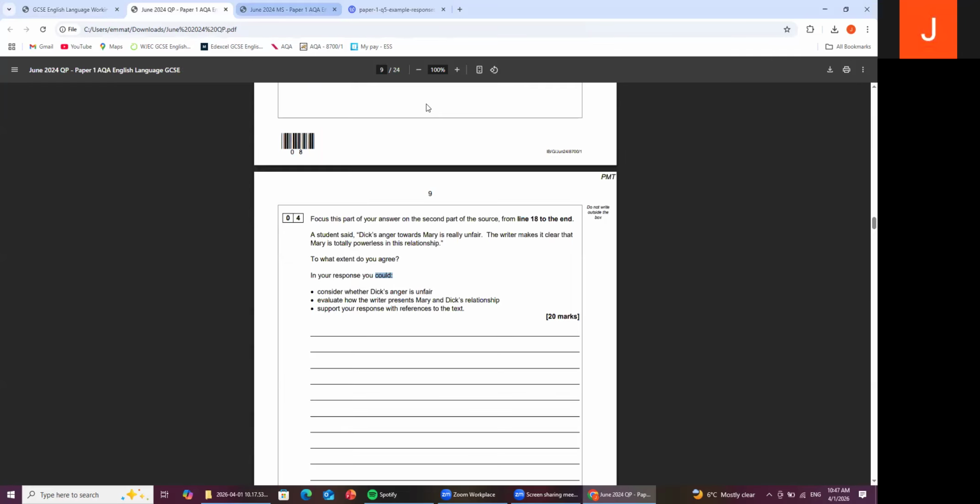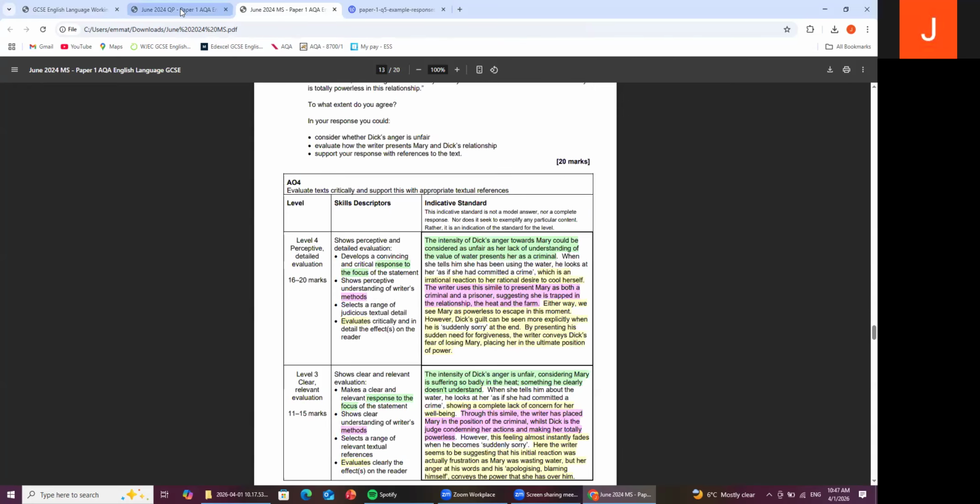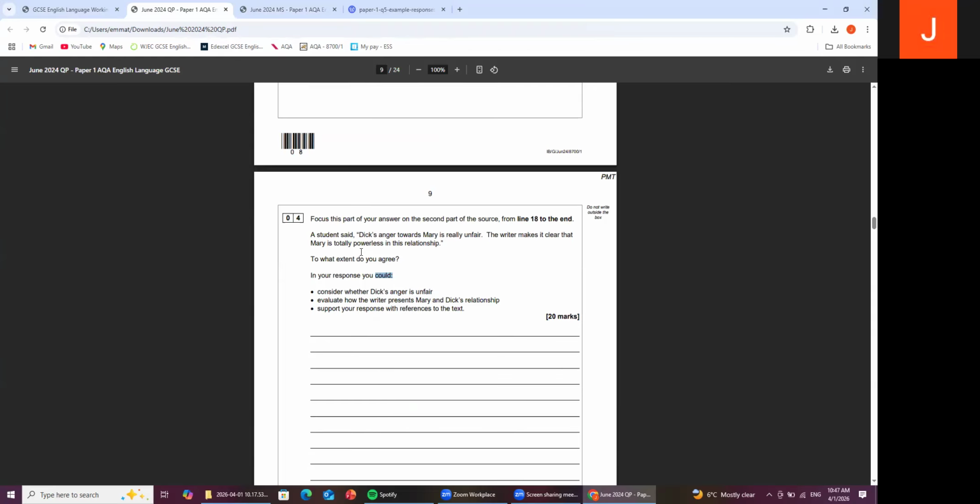So what we need to do is we'll just jump over to question 4. And I forgot to say as well, for question 4, you can focus on both language and structural features to be considered for level 3 and level 4, the higher band of marking. You need to focus on structural features as well as language features to be awarded higher marks. Okay, so this is what the examiners are looking for.